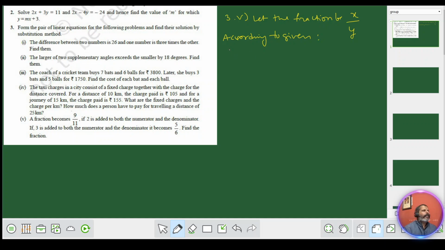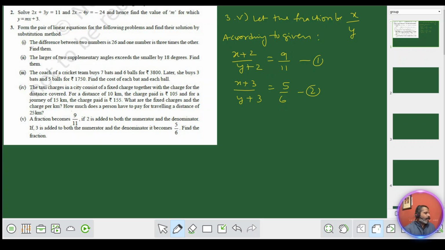See, just read properly. If fraction becomes 9 by 11 when 2 is added to numerator and denominator both, what is numerator here? X. Denominator is y. Therefore, (x plus 2) by (y plus 2), right, equal to 9 by 11. This is first equation. If 3 is added to both, it becomes 5 by 6, means (x plus 3) by (y plus 3) equal to 5 by 6. These are the equations. Now, how do we solve them?